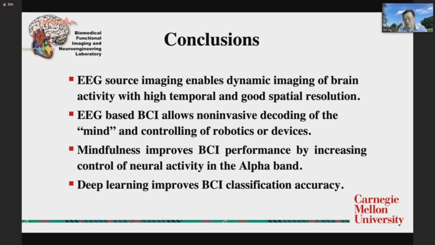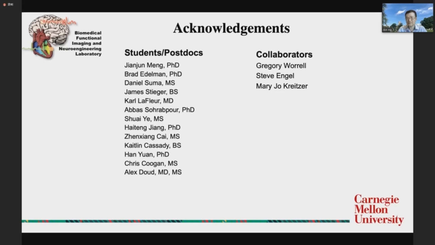And furthermore, deep learning improves the BCI classification accuracy, and this offline analysis suggests that whole scalp coverage EEG, which means beyond the motor cortex, may provide enhanced performance, particularly in the 2D cursor control case in this study shown.